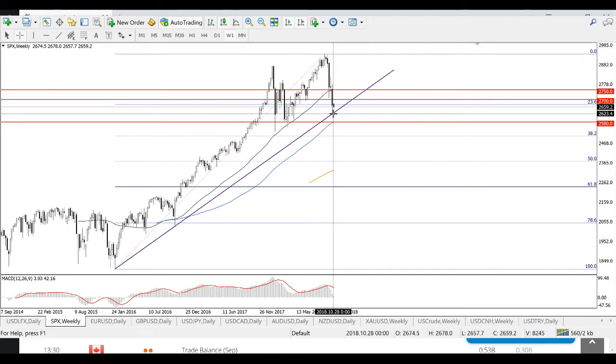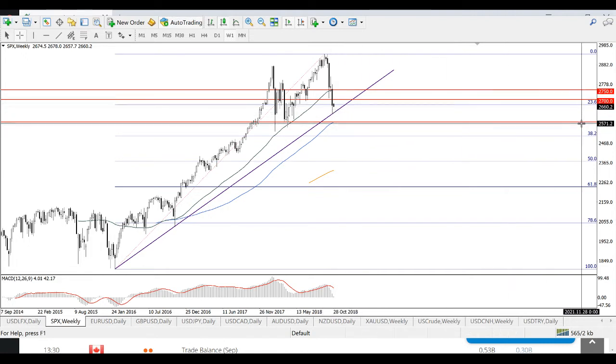So here a rather strong support is located at the 2620 area. The next level to watch will be the 100-week moving average at 2580, while resistance levels are at 2700, 2720, and 2750, where we have the 50-week moving average. So US stocks are hurt by concerns about trade wars. They are hurt by the prospect of higher interest rates from the Federal Reserve, and they will likely remain under pressure. They can test resistance levels, but we don't think that the recovery will be very fast here.